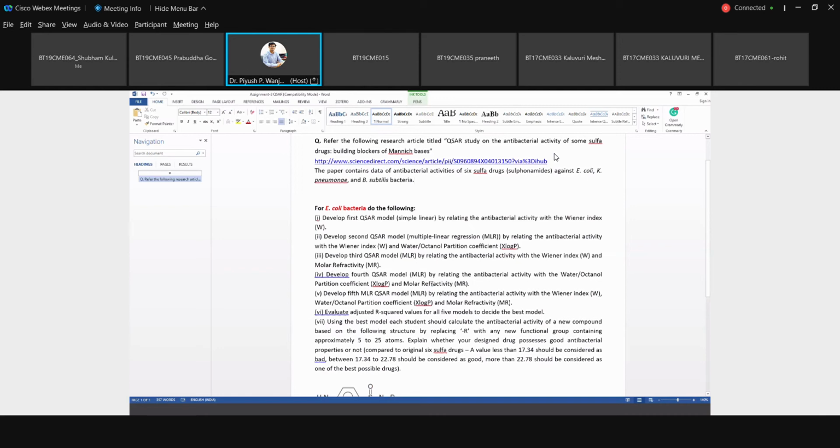Again, instead of two, I have given 2 X log P MR here also. So you will see different combinations for all the different descriptors. I have given the first one to be simple, and the third one should be a little bit complex. So I have added 3 molecular descriptors here.